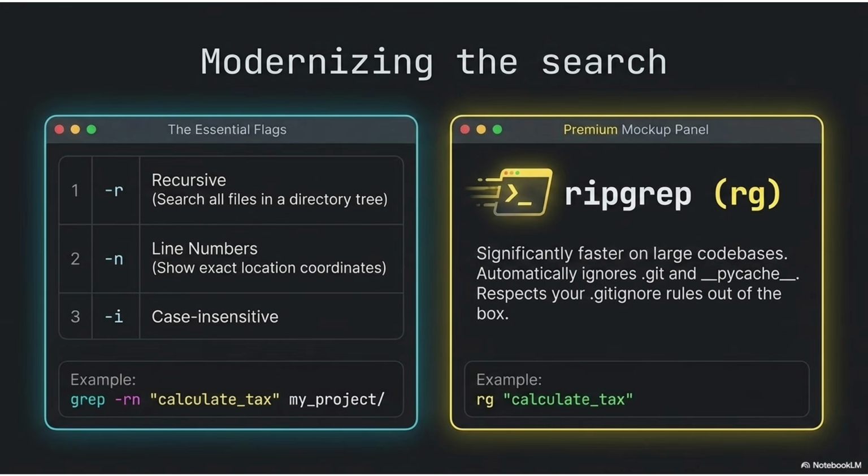The right panel introduces ripgrep, rg, a faster modern alternative that automatically ignores .git directories, __pycache__ folders, and files listed in the .gitignore file. For most searches in a Python project, rg pattern is faster and cleaner than grep. Learn both. grep is universal, rg is an upgrade.